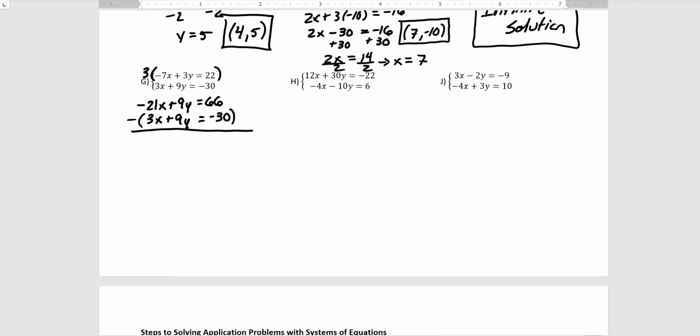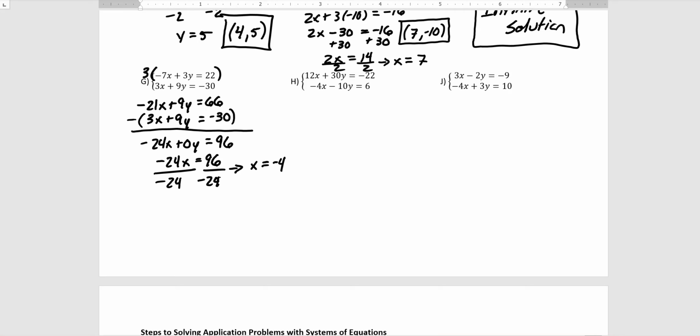So negative 21x minus 3x would become negative 24x plus 0y equals 66 minus negative 30, which will become 66 plus 30, which is actually 96. Oh boy. So we're going to have negative 24x equals 96. To get x by itself, divide by negative 24. 96 divided by negative 24 actually becomes negative 4. So x equals negative 4.